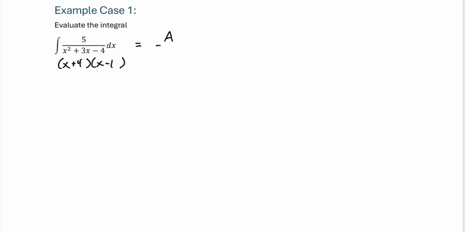We're going to have a divided by the first factor, x plus 4, plus b divided by the second factor, x minus 1. For a moment, let's ignore the integration symbol and just look at the partial fractions so that we can find a and b. The next thing we want to do is multiply both sides by the LCD. The LCD in this case is x plus 4 times x minus 1.